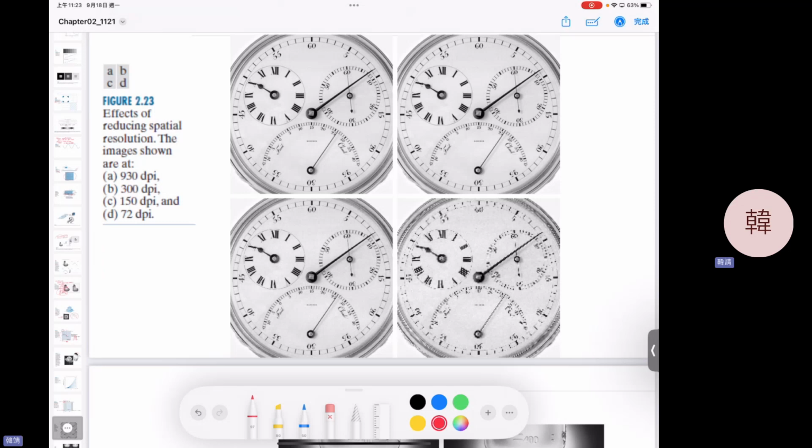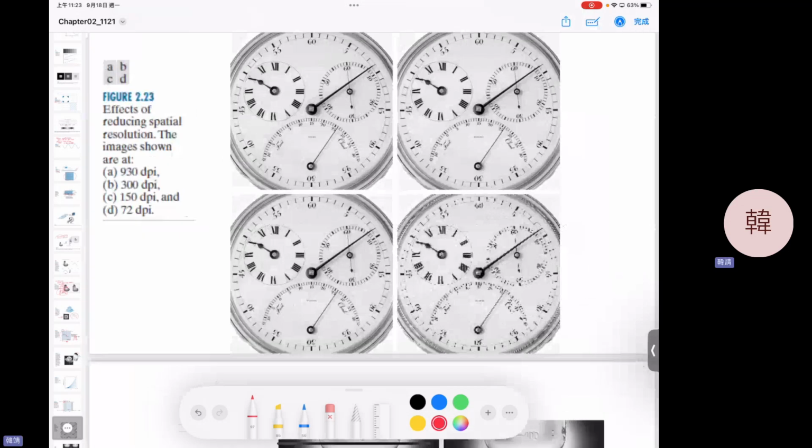Okay, so here is just an example for you. They are spatial resolution, different spatial resolution. This is 930 dpi. What's the dpi? What's the unit?